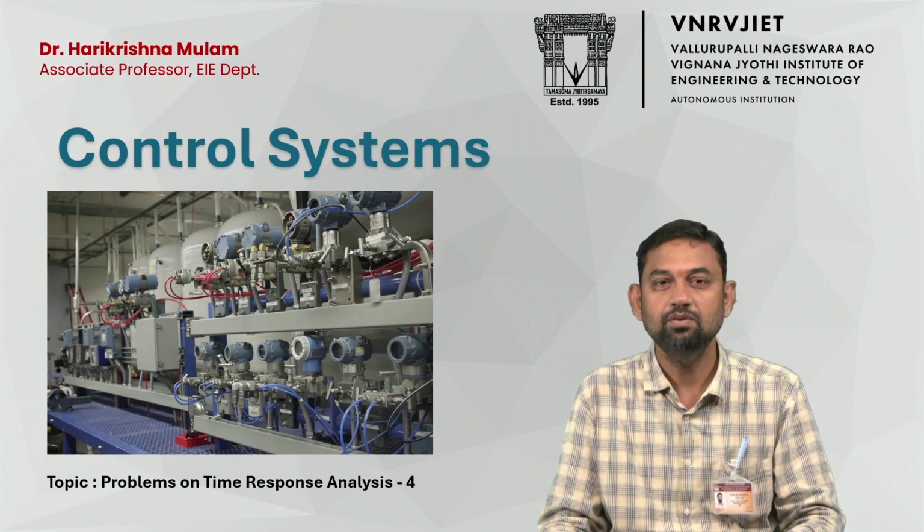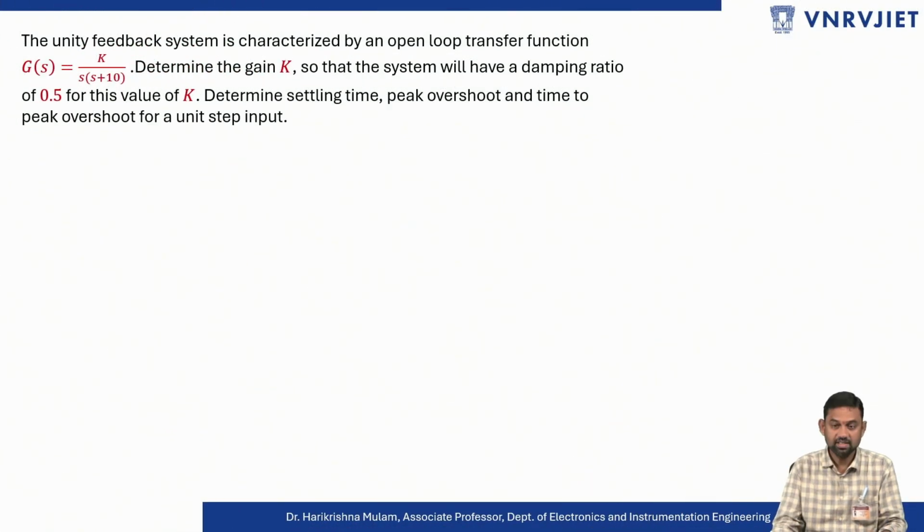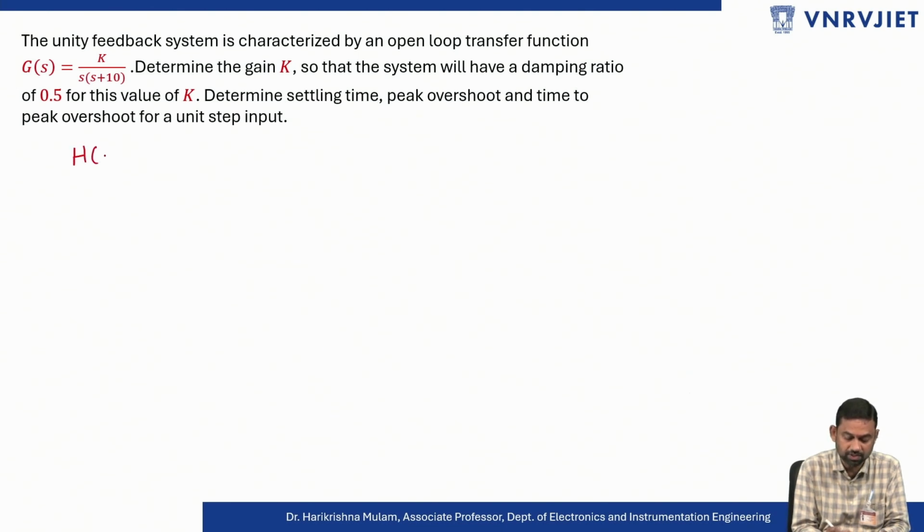Today, we will see one more problem related to time response analysis. This is the problem. The unity feedback system. Unity feedback means the feedback transfer function is written as H of S. As it is a unity feedback system, H of S is 1.